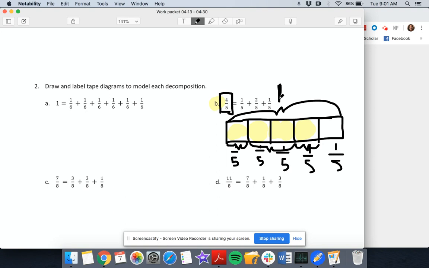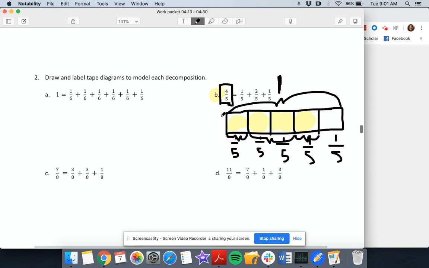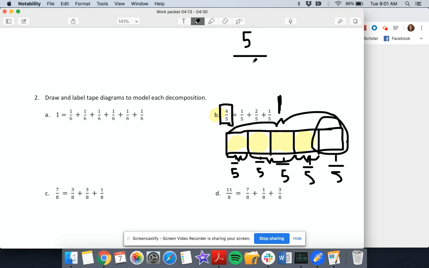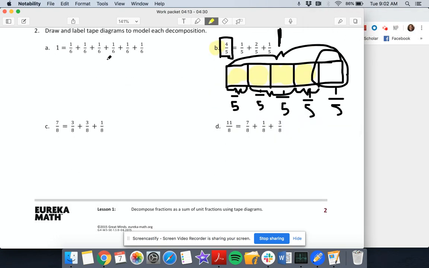Okay. Why is that? Because this is less than 1. And by including this remainder block, we would get a sum of 5/5. And we know that if the numerator is the same as the denominator, that answer would be 1 automatically. Okay, so go ahead and try A, C, D on your own.